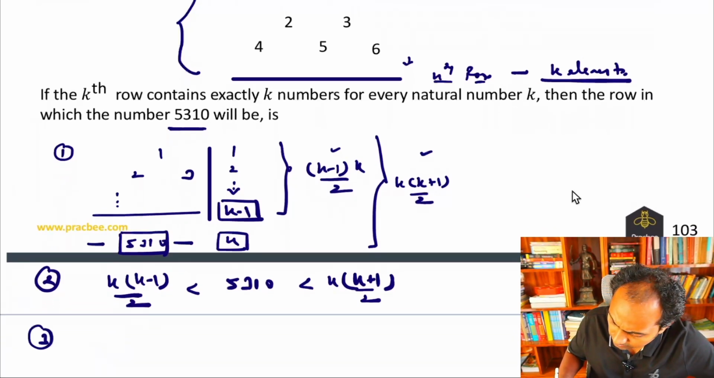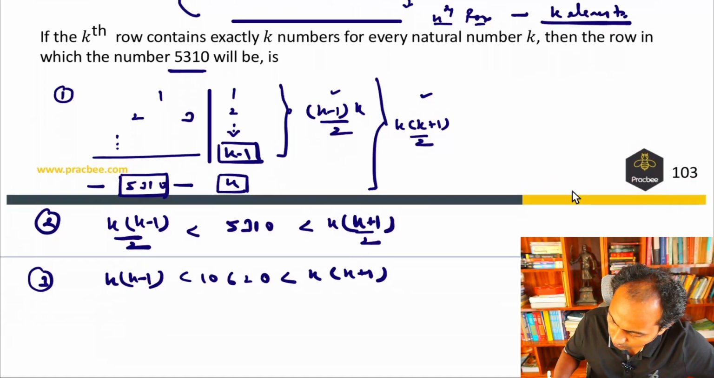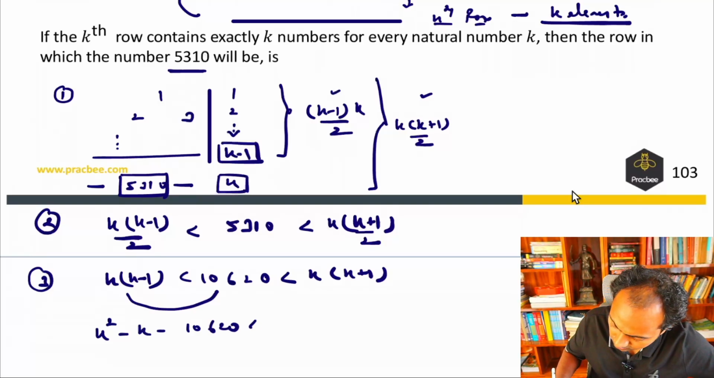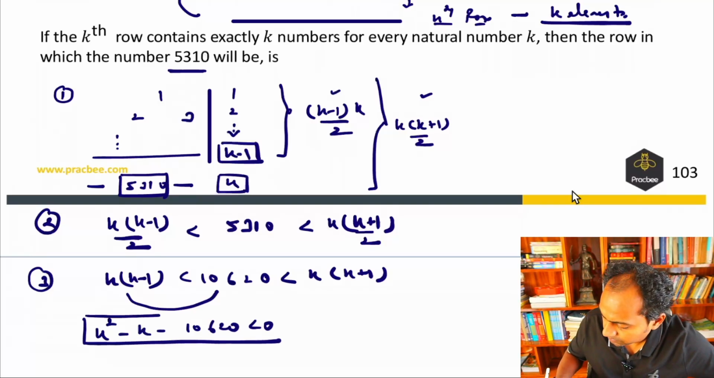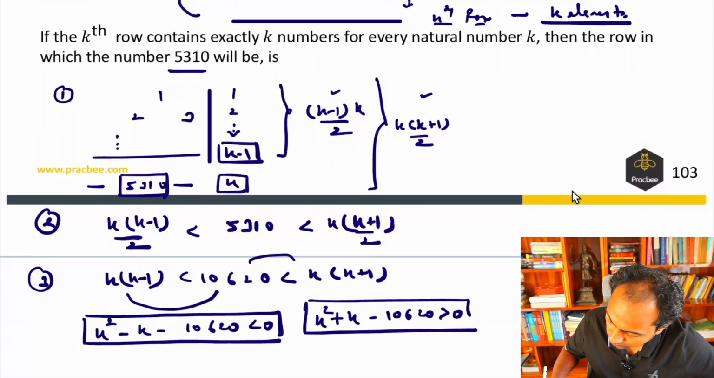In the third part, we can just cross multiply. This will become 2 into 5310, that is 10620, into k plus 1. So now you can see that you are getting two parts of the inequality, one from here, that is k square minus k minus 10620 is smaller than 0, and another one from here, that is k square plus k minus 10620 should be greater than 0. If you find the common solution, you will get the answer of k as nothing but 103.